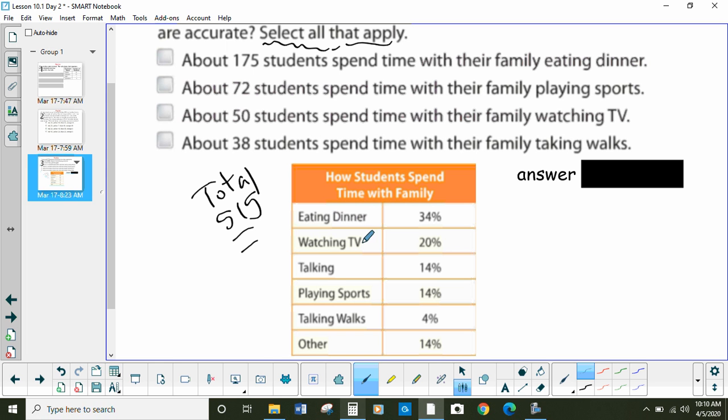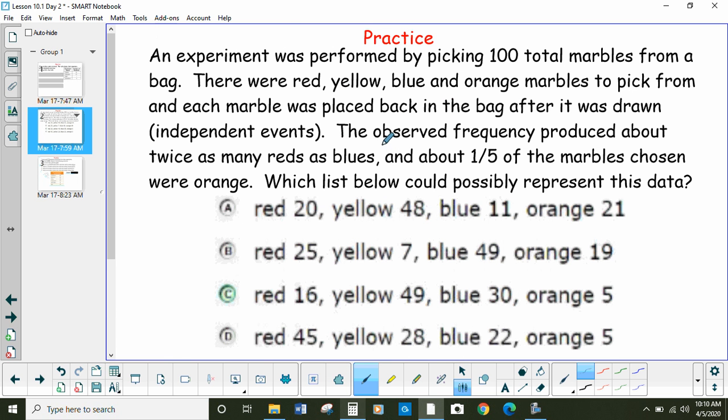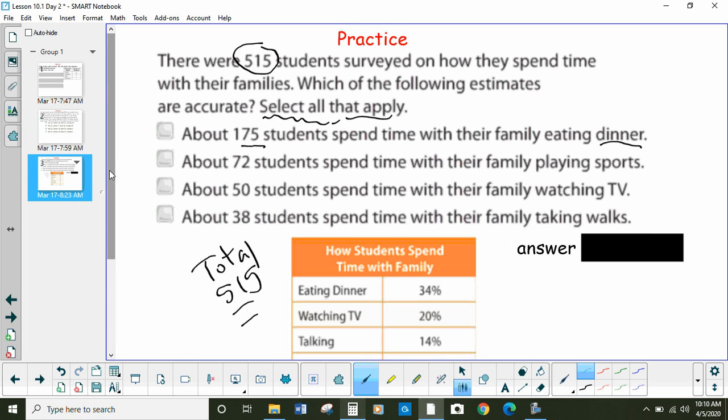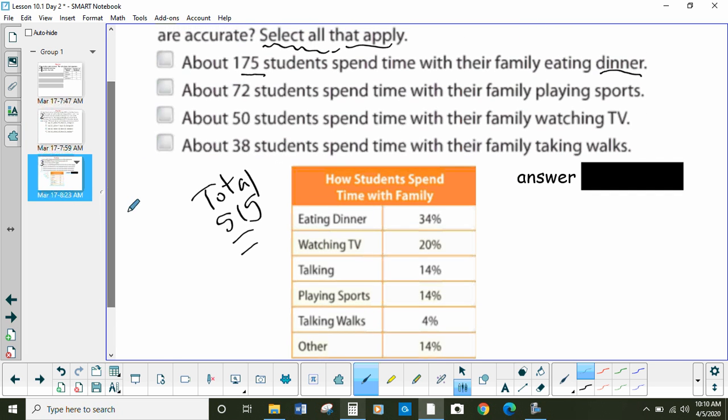All right, so let's take a look. It says the first statement is about 175 students spend their time eating dinner. Okay, so let's see. You guys remember what that new word was? Let's look at our observed frequency from our experimental probability to see if that statement is true, to predict whether that's true or not. We're talking about eating dinner, so we'll look at the eating dinner section, and it says 34%.